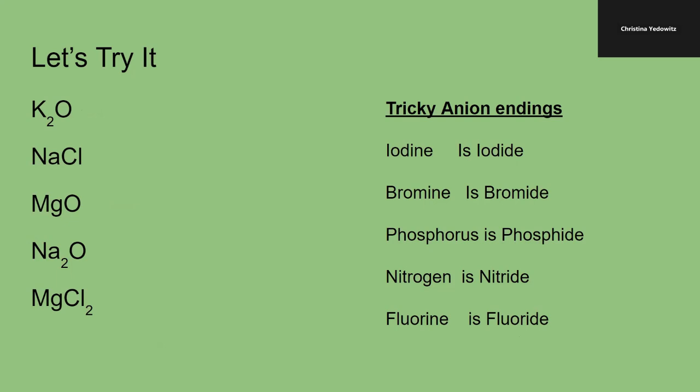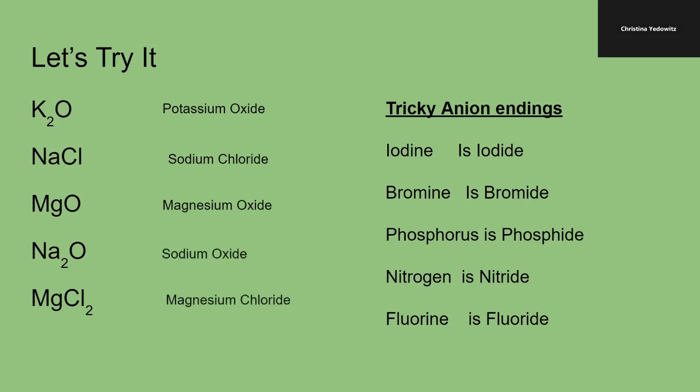And then the second one's going to get the -ide ending, potassium oxide. Okay, this is sodium chloride, magnesium oxide, sodium oxide, magnesium chloride. Very easy, right? As long as it's a group 1 or a group 2 metal, it's going to be super easy for you to do these.